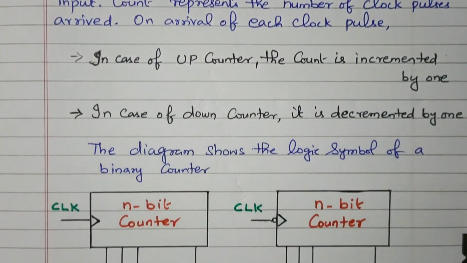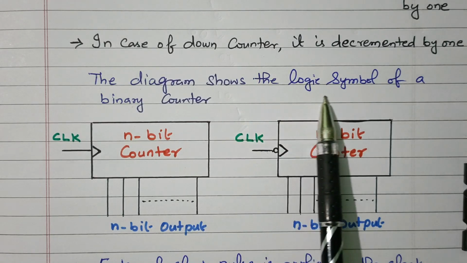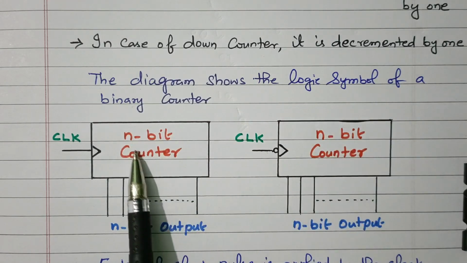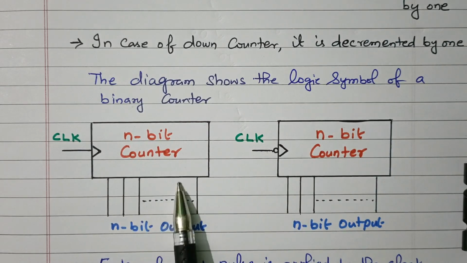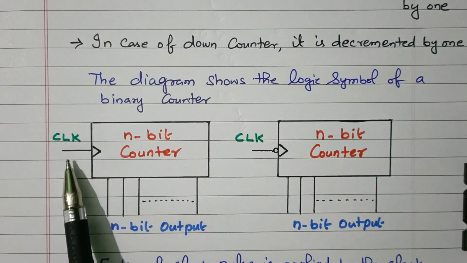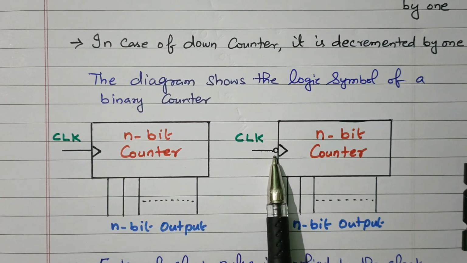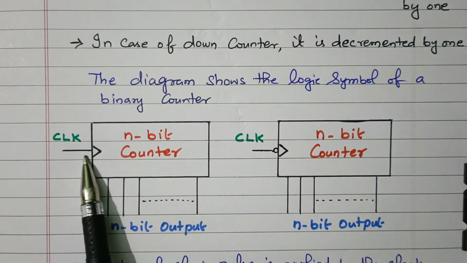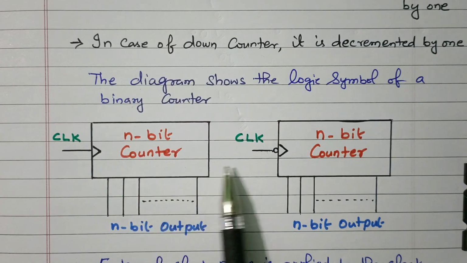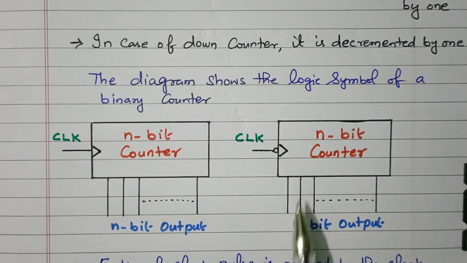Now we'll see the logic diagram of this counter. The diagram shows the logic symbol of a binary counter. This is the n bit counter. As the clock pulse is given, this is the output. N bit output is available. So this is the normal clock pulse, positive edge triggered. This is the negative edge triggered clock pulse, inverted. So on every positive edge, this counter executes the output. Here on every negative edge, it will execute the output, right?